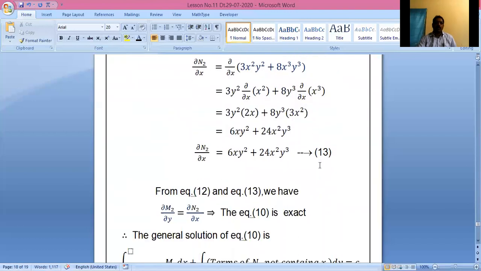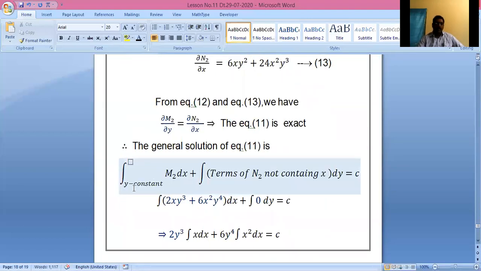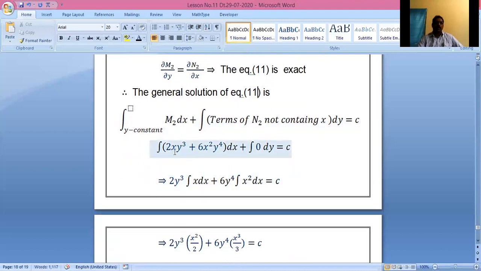From equations 12 and 13, we have dou M2 by dou y is equal to dou N2 by dou x. It implies equation 11 is exact. Therefore, the general solution of equation 11 is integration of M2 dx plus integration of terms of N2 not containing x into dy is equal to c. Therefore, integration of (2xy cube plus 6x square y to the power of 4) dx plus, here N2 has no term free from x. Therefore, the value is 0. Integration 0 dy is equal to c.